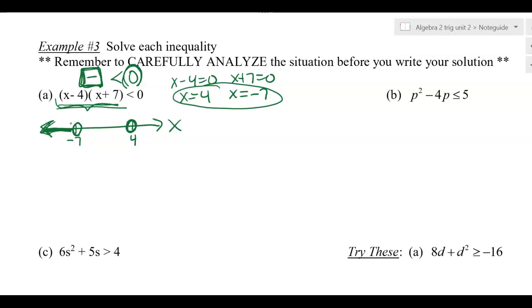If you pick a number smaller than -7, and I'm going to do it a little bit differently than you guys are used to because this is going to help us later on in our class. I'm not actually going to do all the arithmetic. I really just need to know, do I get a positive answer or a negative answer, right? That's all I need to know.